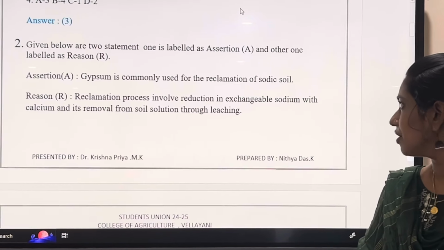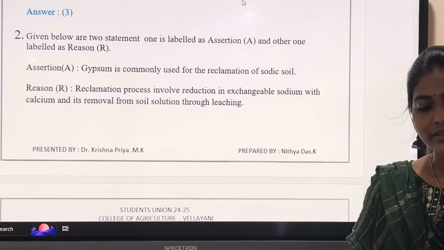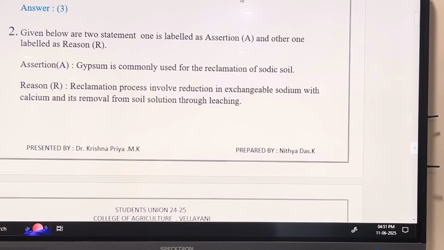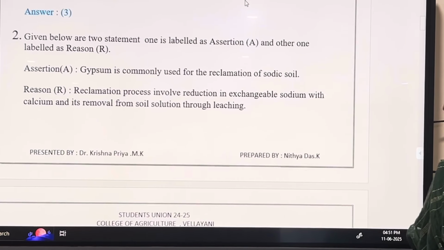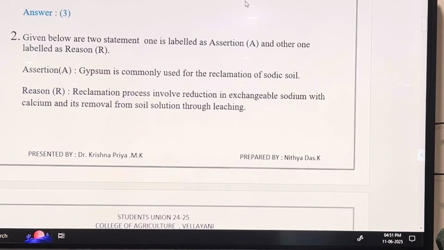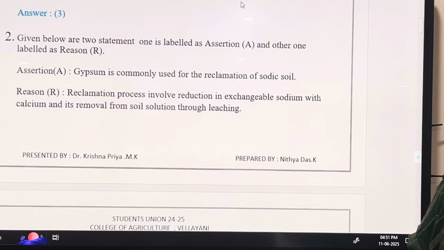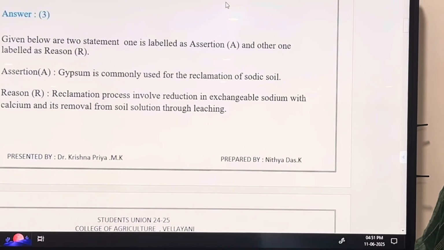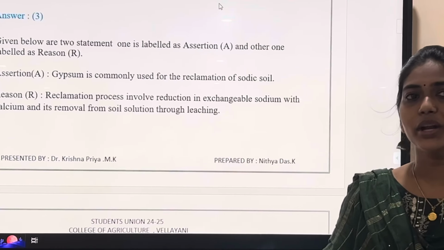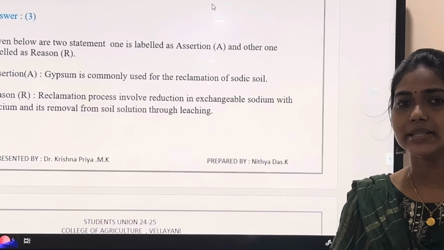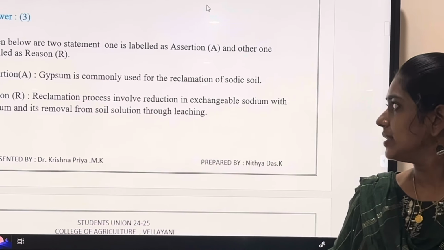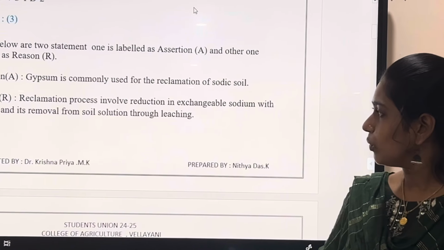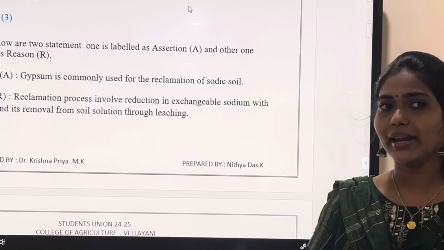Gypsum is only used for the reclamation of sodic soil, and the reason given is that the reclamation process involves the replacement of exchangeable sodium with calcium and its removal from the soil solution through leaching. First of all, this is related to the soil chemistry portion. Gypsum is used for the reclamation of sodic soil. First we should know how sodic soil is formed. Sodic soil is mainly formed because of the carbonates and bicarbonates of sodium. And the chemical formula of gypsum, everyone knows, is calcium sulfate. So we are applying this calcium sulfate in order to manage the sodic soil.